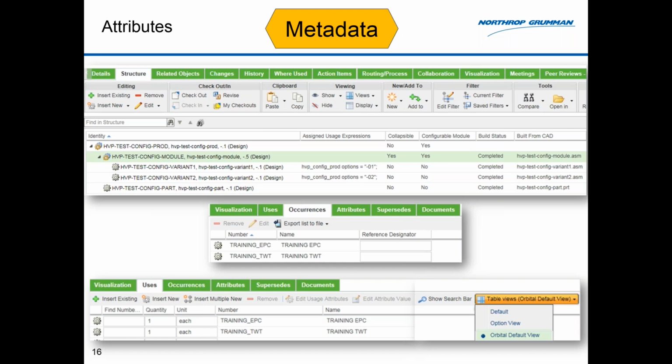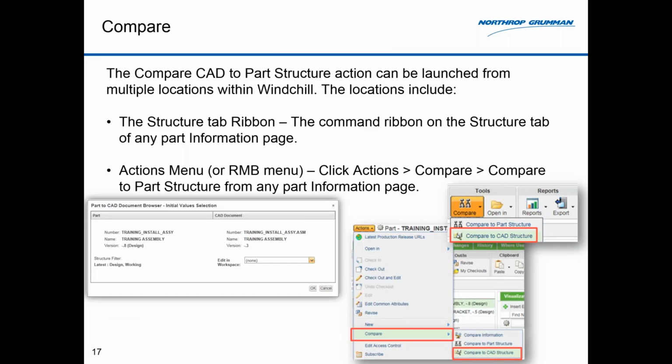Now, other attributes that we use come from configurable design. Usage expressions help define choices, while the collapsible and configurable model attributes help to define how the WT part will perform in a finalized product structure. The build status attribute is one that is very helpful with determining the robustness of your CAD to WT part build. A completed status means there is a one-to-one relationship, while the build from CAD attribute displays which CAD document is building the associated WT part.